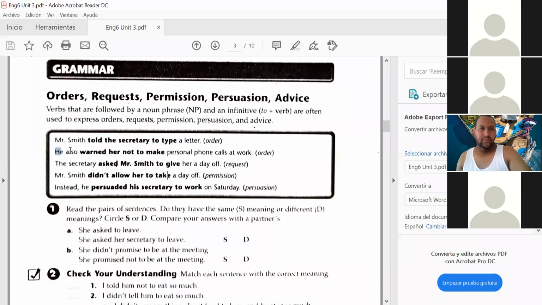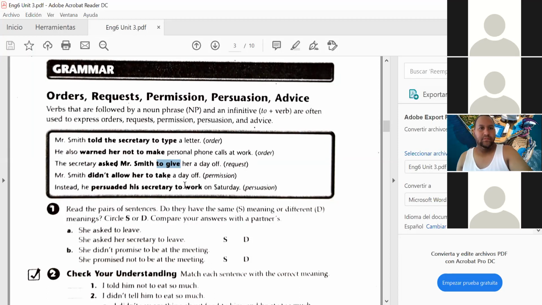But look at this. He also wanted her not to make, infinitive. But let's continue. The secretary asked Mr. Smith to give, infinitive again. So basically, the rule is that when you create a noun phrase sentence, after the noun phrase, you have to use the infinitive for the sentence to make sense.